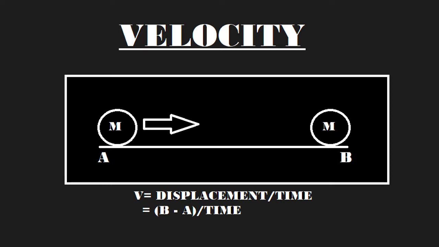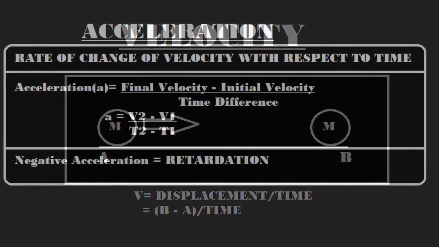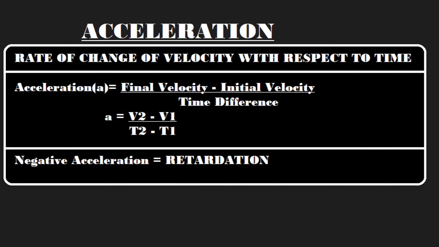Next comes acceleration. Acceleration is simply defined as the rate of change of velocity with respect to time. Suppose a body was initially having a velocity of v1 at a time t1. Then, it changed its velocity to v2 at a time t2. Then, the acceleration of the body is the difference of its final and initial velocity, divided by the time difference, which is the time it took to change its velocity from v1 to v2.